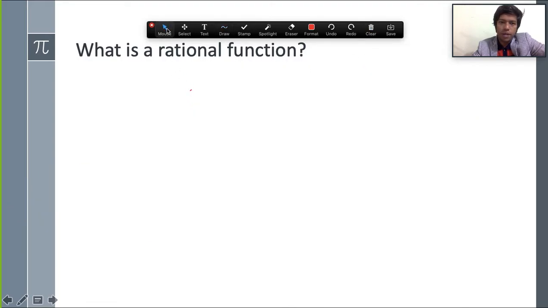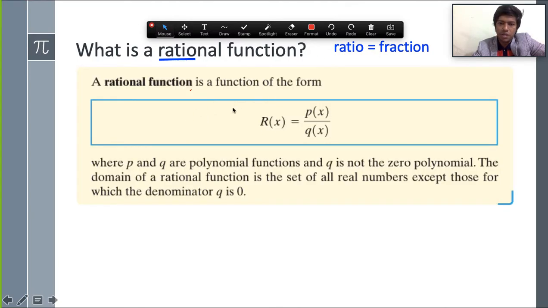So we have the definition here. It comes from the word ratio. Ratio means fraction. This is the definition: some polynomial divided by another polynomial is a rational function, but q(x) cannot be the zero polynomial because then the whole thing becomes undefined.